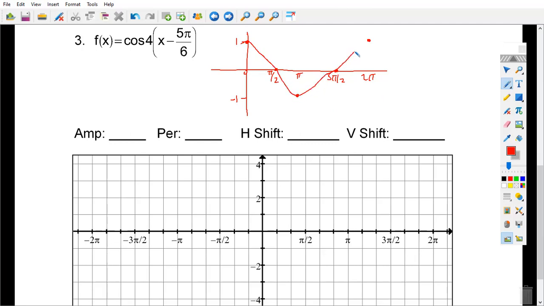pretend that is all symmetrical and beautiful, okay? Use your imaginations. We've already discussed this, okay? All right. This is our parent function, right?